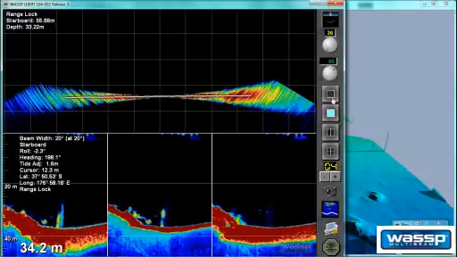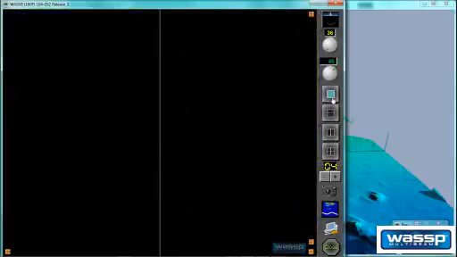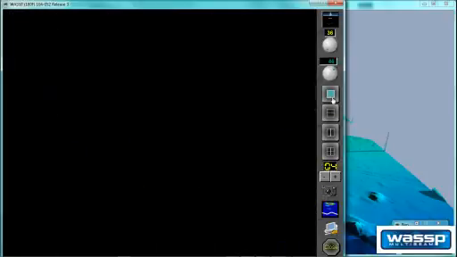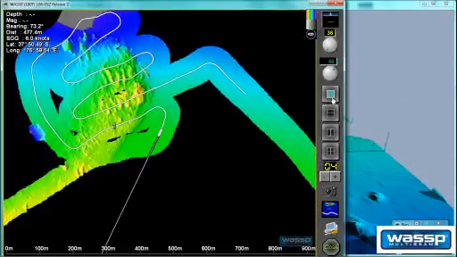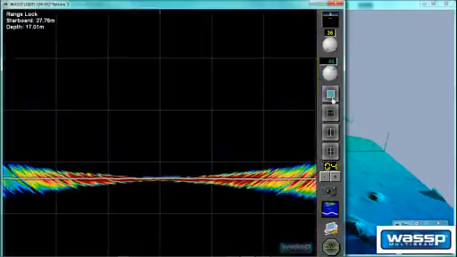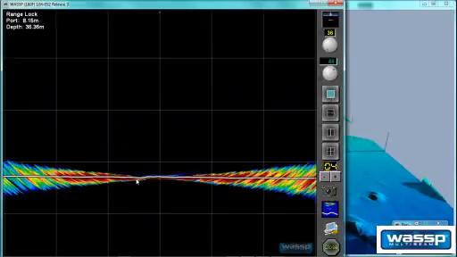So this information allows us to render these truly incredible maps.